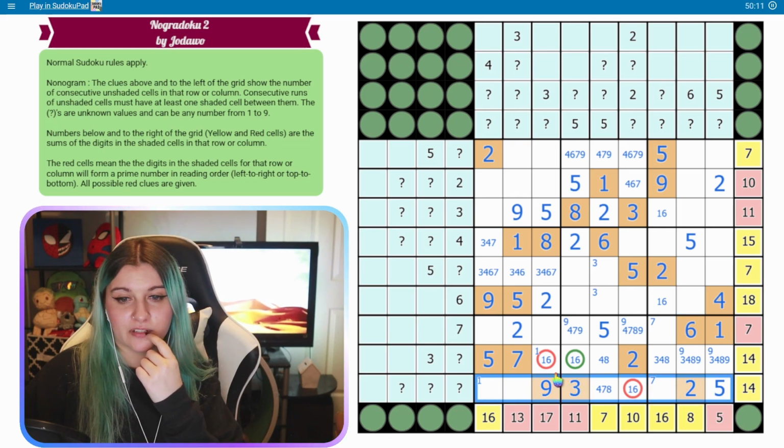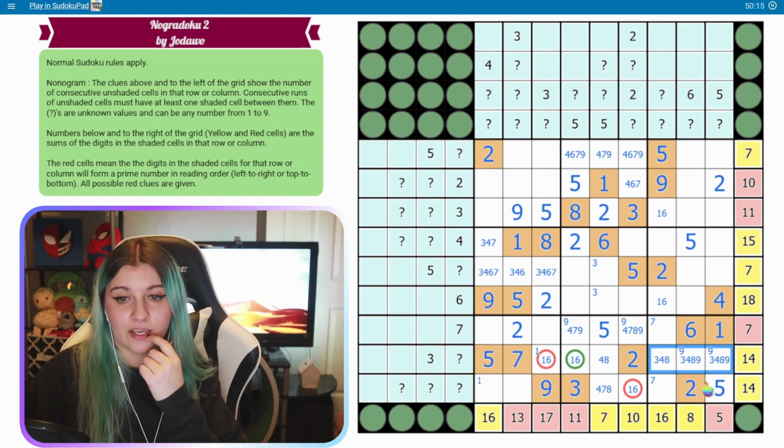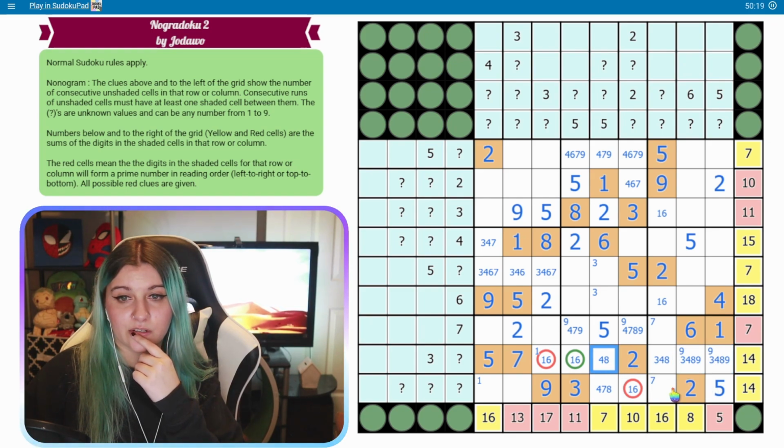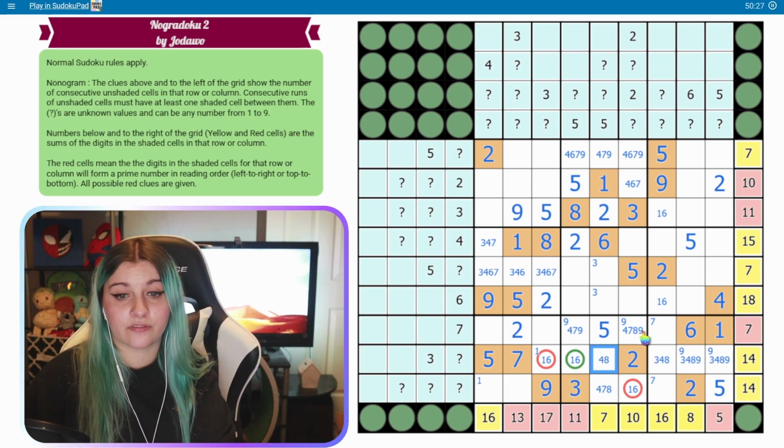This row is getting pretty filled in. This row is filled in. I definitely have a 3 here. And then definitely a 9. Then the 4 or an 8 that doesn't go here goes here. Okay. Doing this without shading is tough.